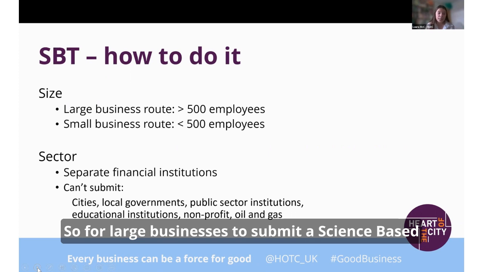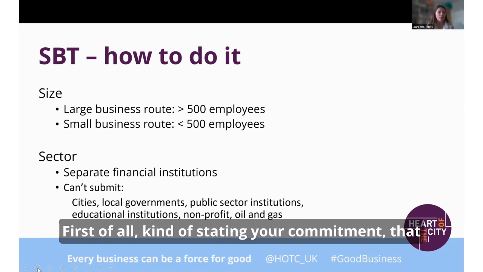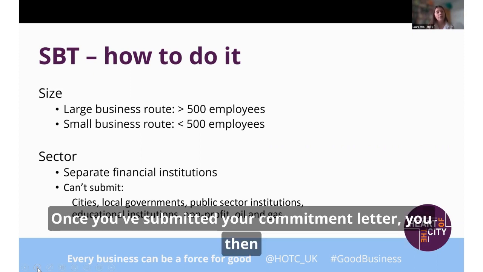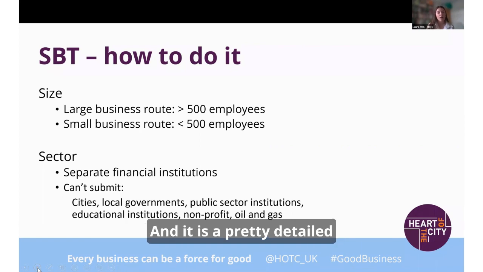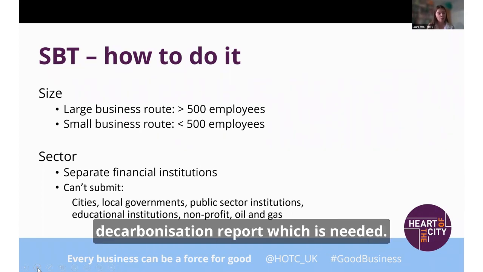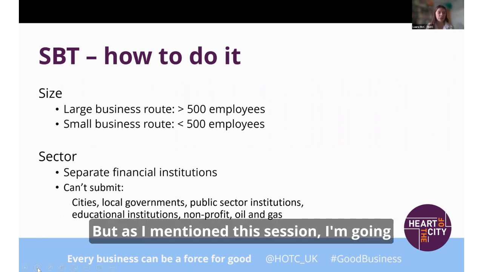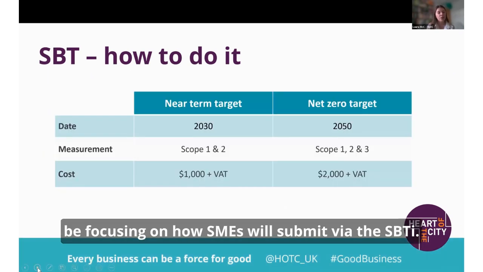So for large businesses, to submit a science-based target, you have to submit a commitment letter, first of all, kind of stating your commitment that you're going to measure your footprint, create a decarbonisation plan, and submit it to the SBTi. Once you've submitted your commitment letter, you then have 24 months to submit your targets. And it is a pretty detailed decarbonisation report, which is needed. But as I mentioned, this session, I'm going to focus on the SME route in detail. So if we go on to the next slide, I'll be focusing on how SMEs will submit via the SBTi.